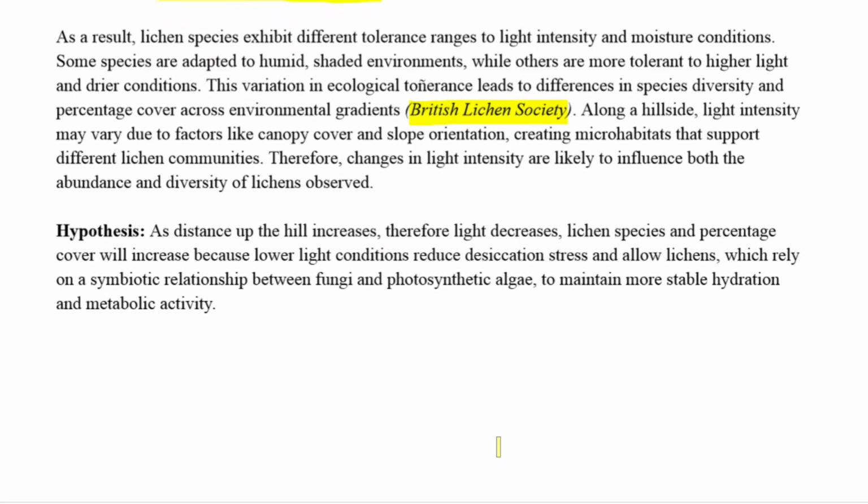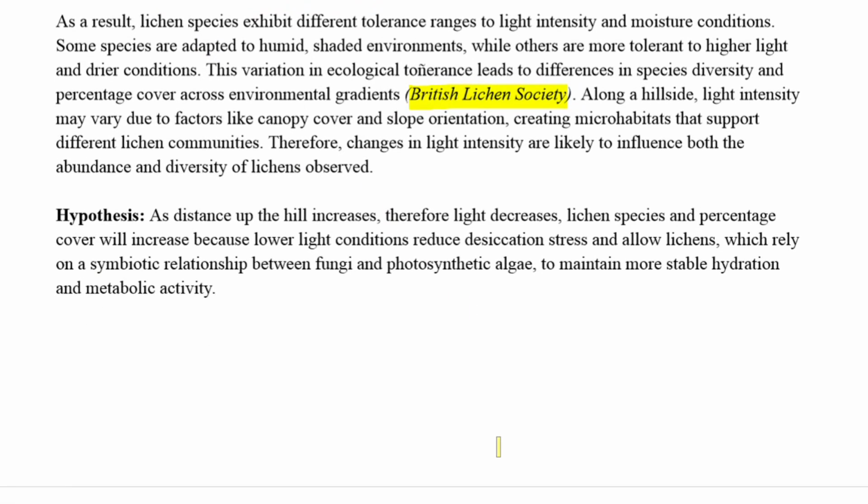Looking at your hypothesis, come back to your core business. Your core business is number of lichen and distance up the slope. So, as it goes up, lichen species cover increases. Good. Full stop. Then something that's maybe due to lower light levels or which will be measured. But start with your core business. Then onto your possible reasons why.